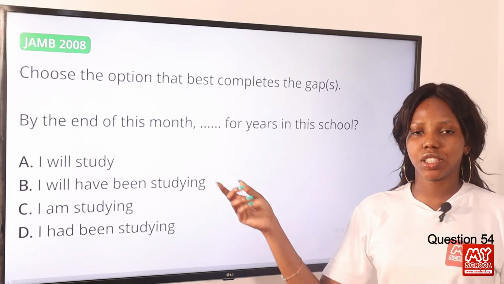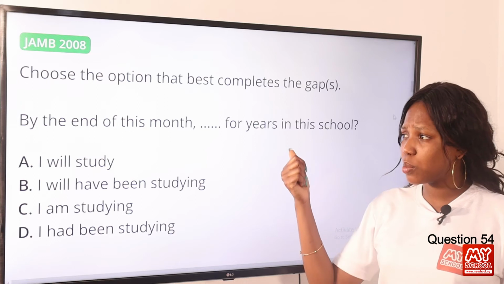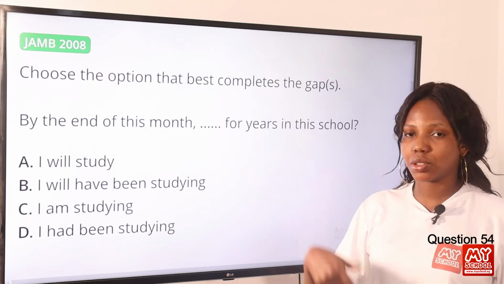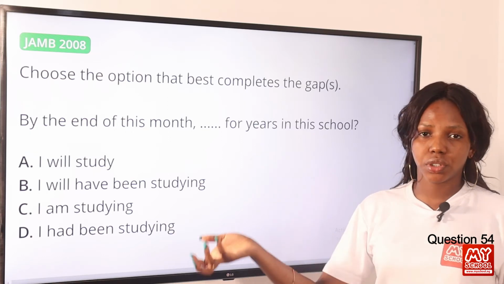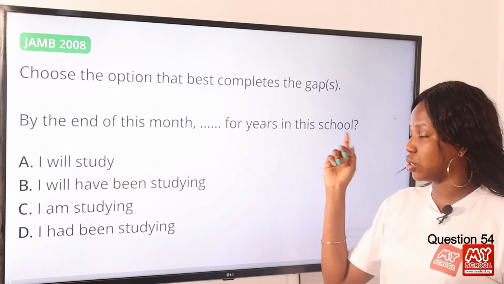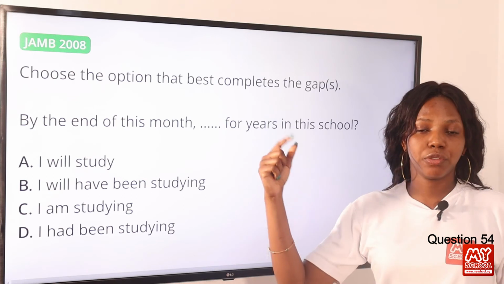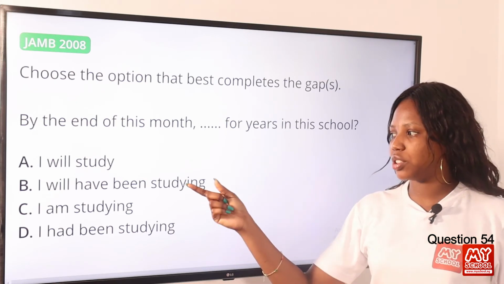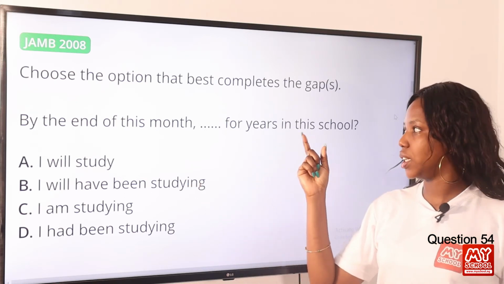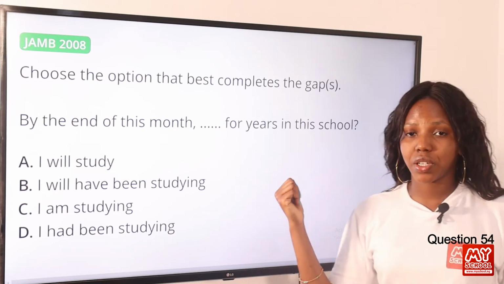Now, I will have been studying is a future perfect tense. Now, let's go back to this context. By the end of this month, that is futuristic. Dash for years in the school. So, something will have been completed in a given time in the future. Okay, so I will have been studying for years in the school. So option B is the correct answer to this question.